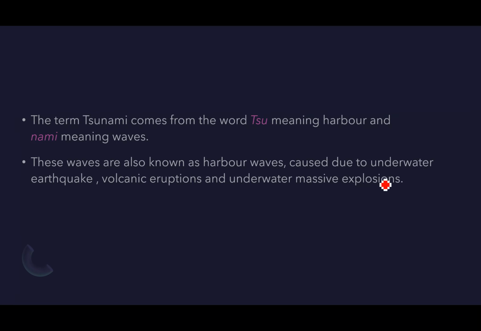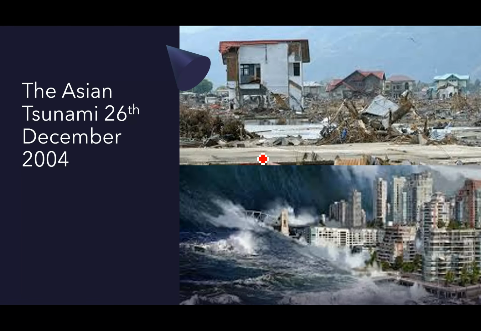I forgot to tell you that tsunami actually comes from the word su, which means a harbor, and nami means waves. So they're also called harbor waves, and they are caused due to underwater earthquakes, volcanic eruptions, and massive underwater explosions. Now, this is the Asian tsunami, which has been referred to in your book, on 26th December 2004.